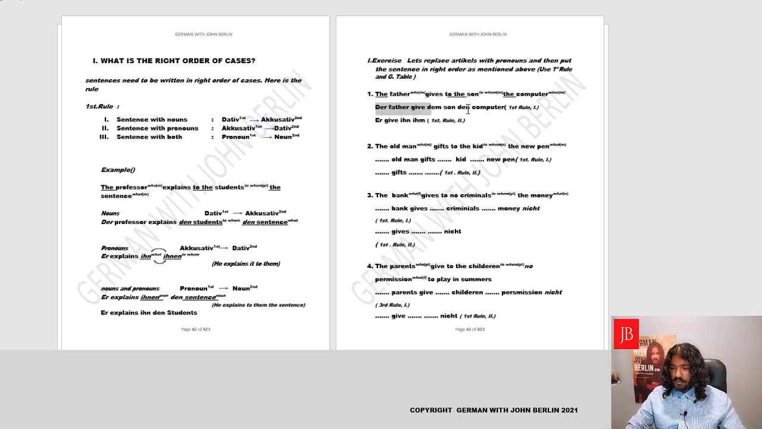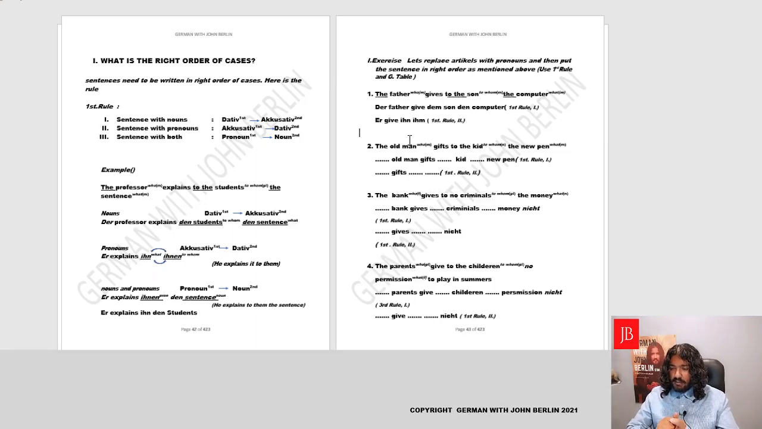And this sentence is also in the right order as per the first rule. Who? This is a sentence with nouns. So, we'll follow the first rule. Who gives to whom what? Father gives to the son the computer. Vater gibt dem Sohn den Computer. All right, so we got this. Let's go to the number 2.